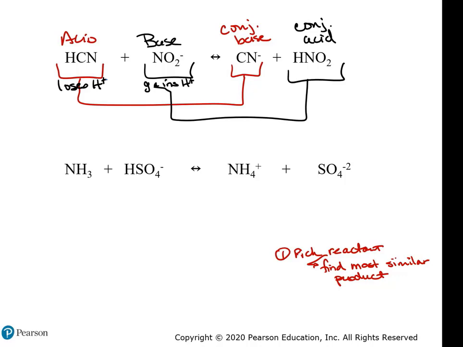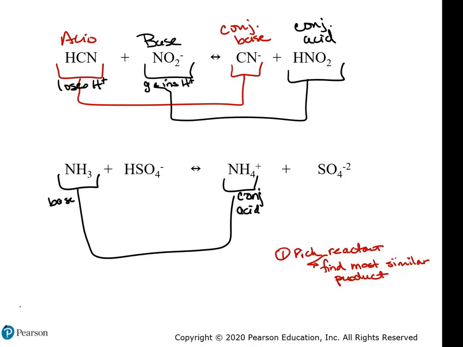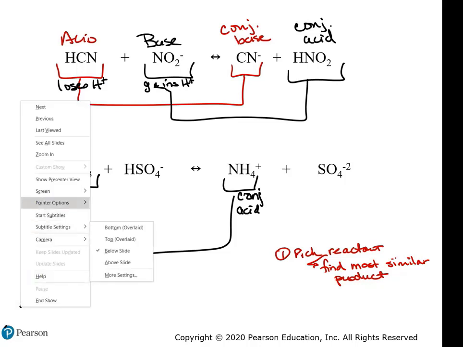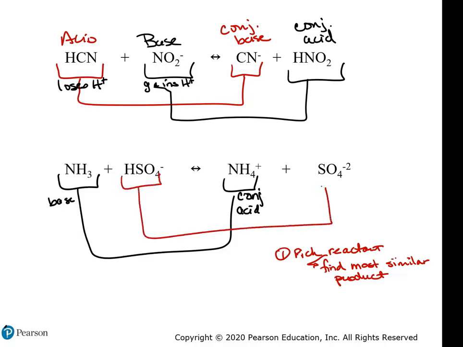Okay, so NH3, what was its pair? NH4 plus. So NH3 is the base. And so NH4 plus is the conjugate acid. Okay, so HSO4 minus, its pair. So HSO4 minus and SO4 2 minus. So HSO4 minus is the acid. So see where it loses its hydrogen. So that makes SO4 2 minus the conjugate base.